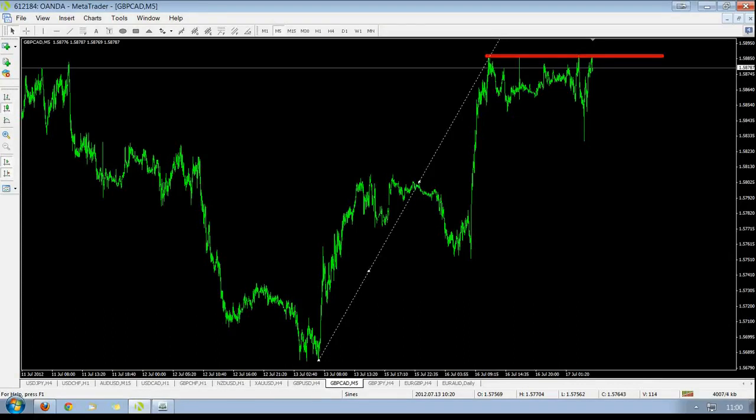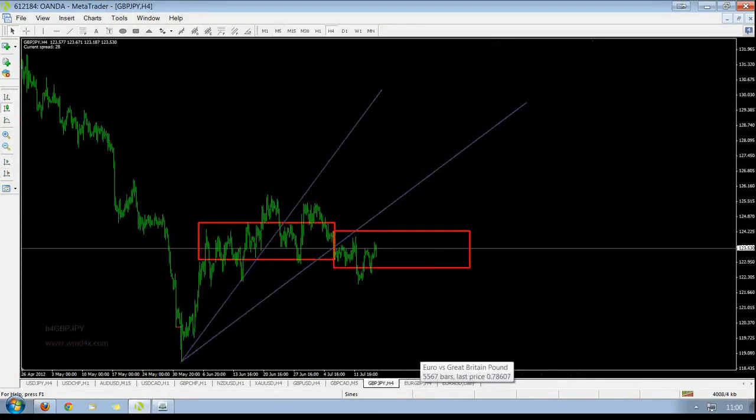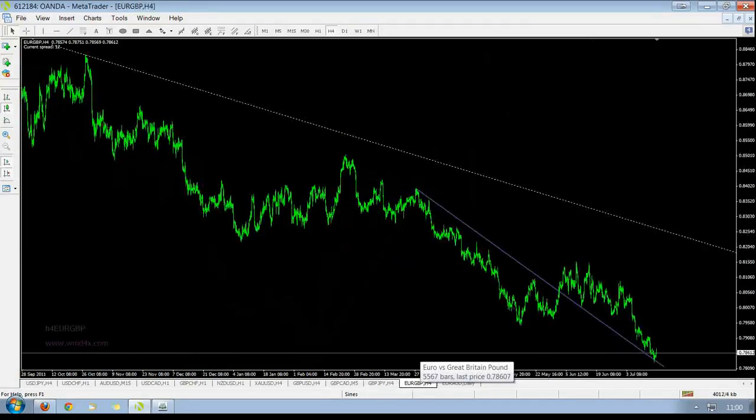GBP JPY, I think there's just some forethoughts there, but Euro GBP, there's some symmetry here. It's not the best symmetry, right? A little bit elongated here, right? But it does look like we've got our sine wave completion, right? So this is something I would be prepared to play. I just want to see the level holding, and I'd say, okay, why not play it similar to the pound CAD?